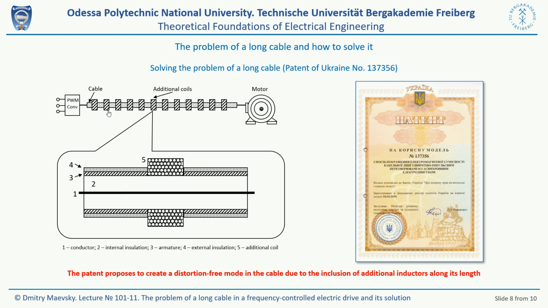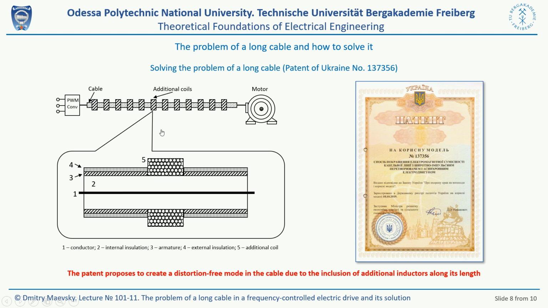After all, in fact, we need to ensure that rectangular voltage pulses are transmitted through the cable from the frequency converter to the motor without distortion. Only that, and nothing more. And the solution to this problem is well known to specialists in the field of telegraphy and telephony. You just need to make the cable distortionless by using Pupin's coils for this.